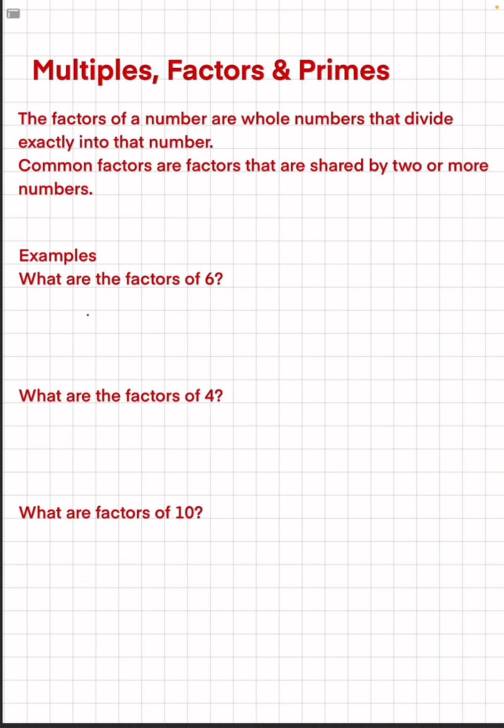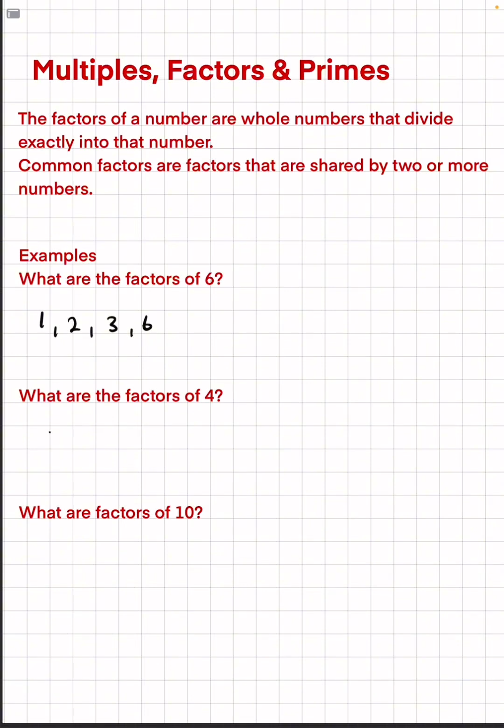The factors of 6 are 1, 2, 3, and 6. These are all the numbers that can divide 6 without a remainder. 6 times 1 is 6, 3 times 2 is 6, 2 times 3 is 6, and 1 times 6 is 6.